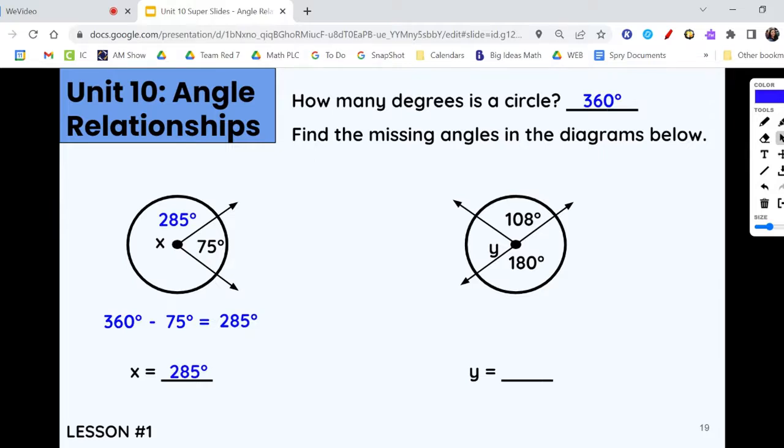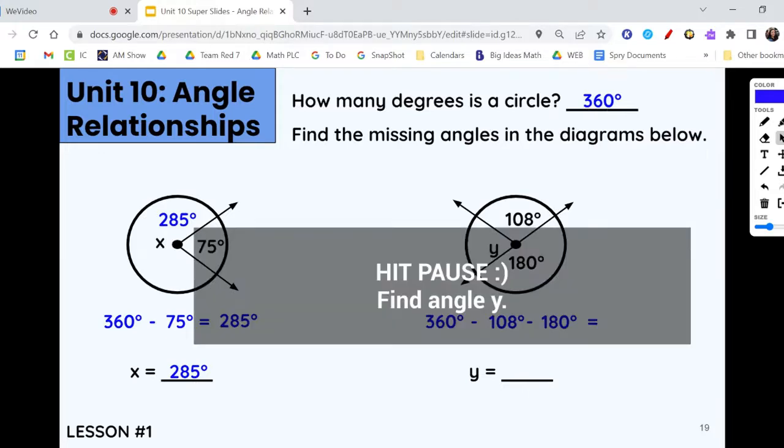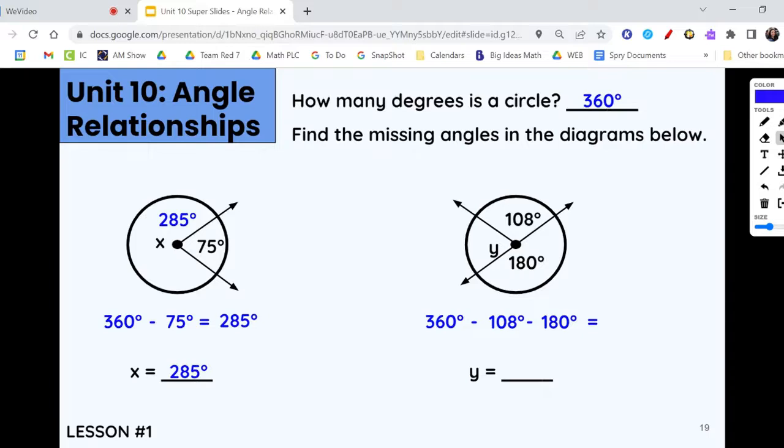All right, here we have half of a circle, 180 degrees, and then this much of the circle is 108 degrees. They're asking how much angle Y would be. So we can always start with 360 and subtract the angles that we were given and find out what is left. So go ahead and find out what angle Y would be. And you should have found that it is 72 degrees. All right, moving on.